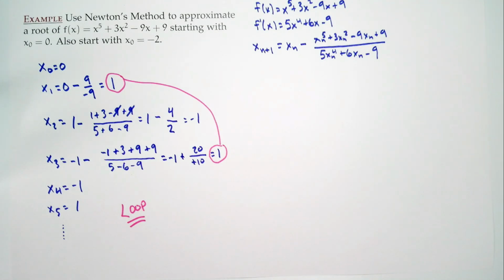So at this point, you can say, okay, Newton's method is not going to get you closer to a root. You're just going to keep circling for a long time. So how do you break out of it? Well, the answer is you try someplace else. Don't just start at 0, try other places.